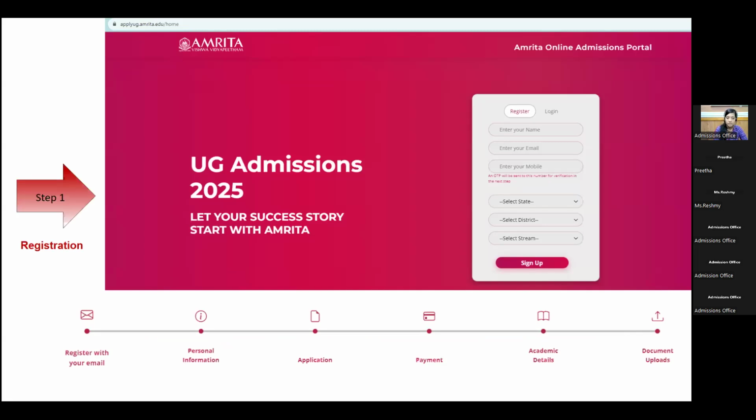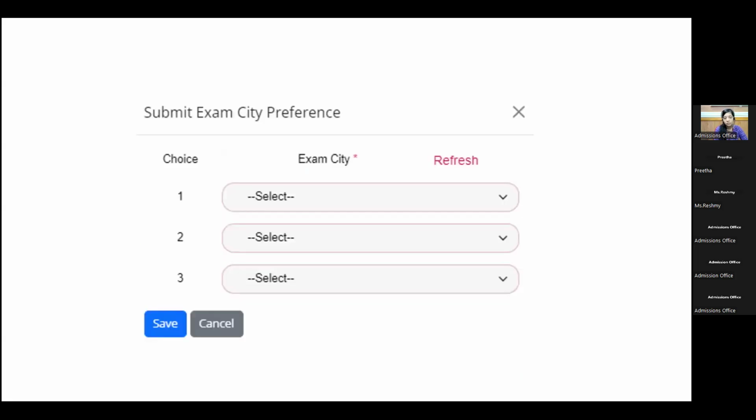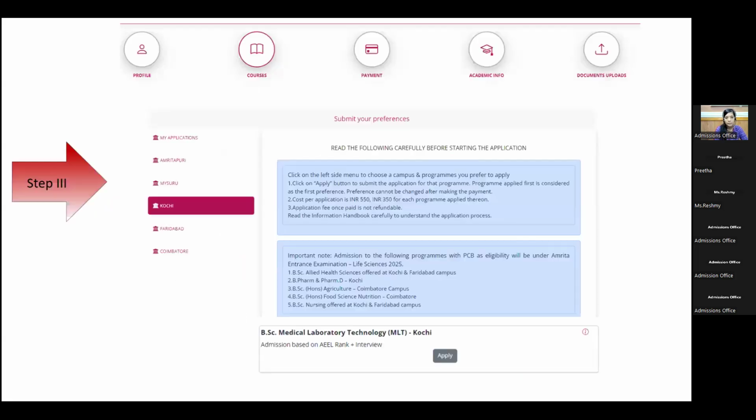At applyug.amrita.edu, first the candidate needs to register by entering your name, email ID, and mobile number. This is step 1. Once you enter those basic details, you'll be guided to step 2, where you need to enter personal information like gender, date of birth, etc. After that, you will be asked to submit 3 exam cities as your preference. You can choose the respective cities and save that option.